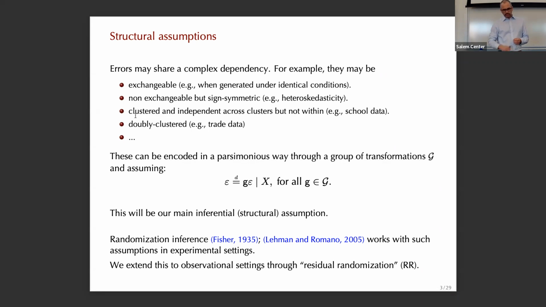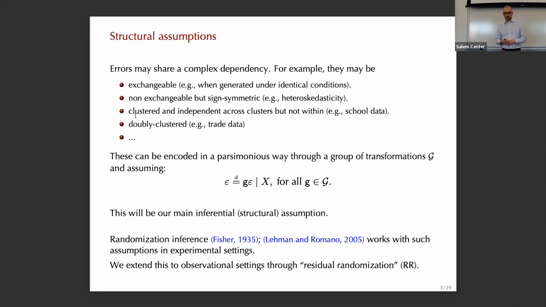You have also seen perhaps clustered errors. Maybe these invariances hold conditional on some clusters. Suppose you have data on schools. The errors are not really exchangeable across schools, but perhaps they can be exchangeable within schools, because perhaps there is some idiosyncratic component in the error, like a school-specific error component. Or you can have doubly clustered errors. This can go on and become more and more complicated.